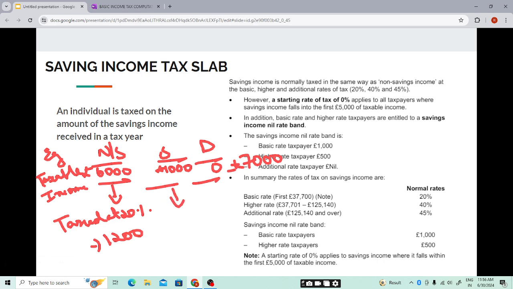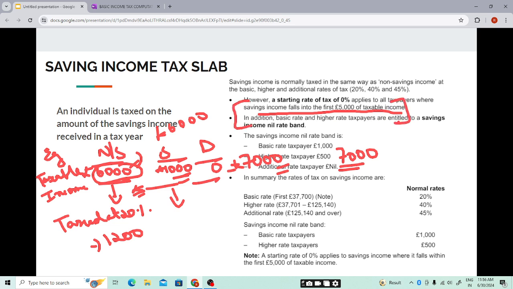Now saving income. Saving income, what is the first rule? We must see whether our saving income falls into the first 5,000 pounds of the taxable income. What is our taxable income? Our total taxable income is 7,000. In that, already 6,000 is of non-saving income. So the saving income of 1,000 is not within the first 5,000 of the taxable income, because from the 7,000 the first 5,000 is covered by non-saving income.